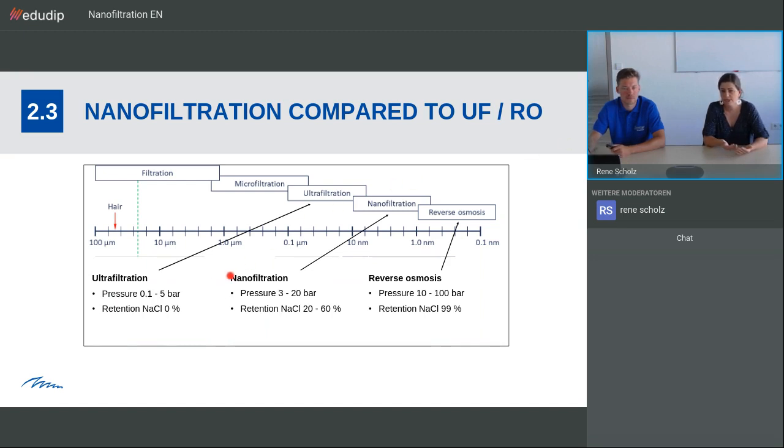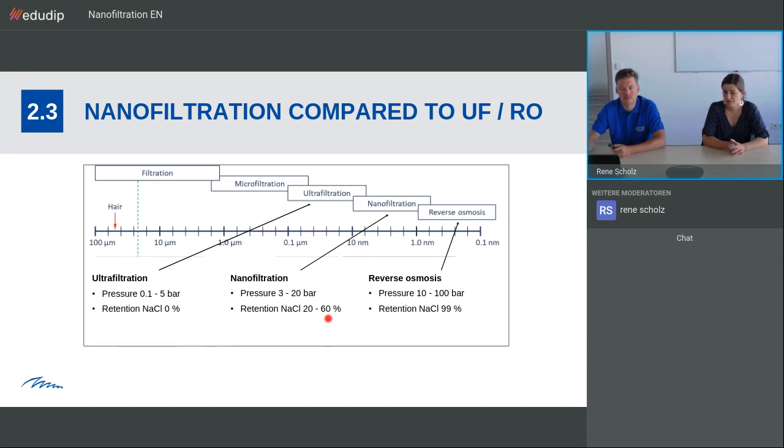If we look at ultrafiltration, where we remove no ions at all, you can see here that the retention for sodium chloride is 0%. We have a low pressure, so 0.1 to 5 bars. That's not much. If we look at nanofiltration and reverse osmosis, the pressure gets a lot higher. So nanofiltration is about 3 to 20 bars. Typical range, let's say, around between 5 and 10. We see that there's a retention of salt, sodium chloride. We have 20 to 60% retention.